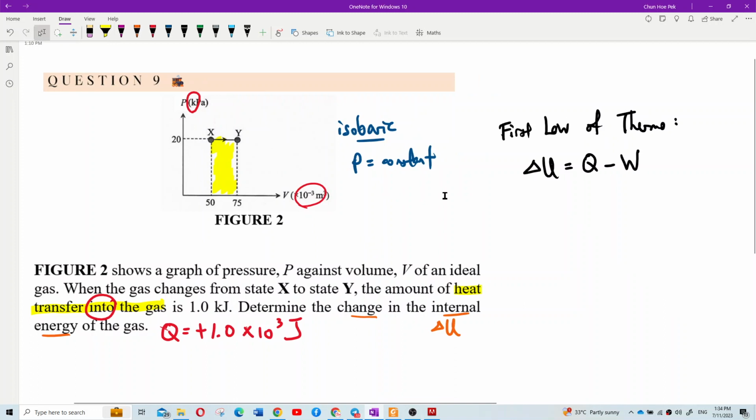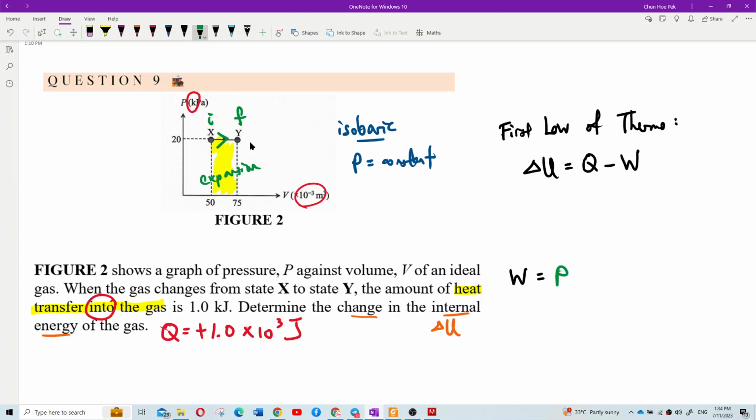How to find the work done, class? Work done is, be careful with this one, like this, go to the right. So this is the initial, this is the final, so this is expansion. Expansion work done positive.